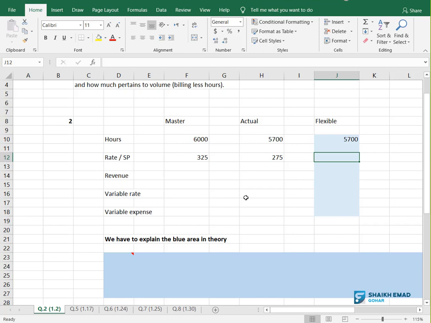If I take 275, there is no purpose of making the flexible budget. Think about it. If I write 275 here, what is the difference between these two and these two? Is there any difference? No, right? So I will write the standard rate like this. Now I hope this question will totally clear the concept of flexible budgeting in your mind. Trust me, it will be crystal clear once you do this question.